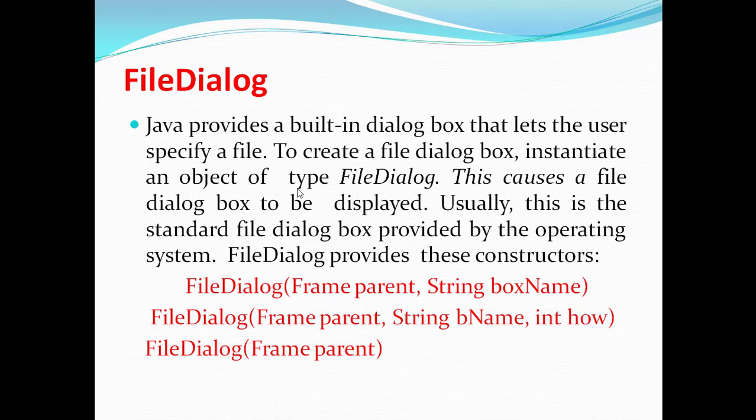Java provides a built-in dialog box that lets the user specify a file. To create a file dialog box, instantiate an object of type FileDialog. This causes a file dialog box to be displayed. Usually, this is the standard file dialog box provided by the operating system.